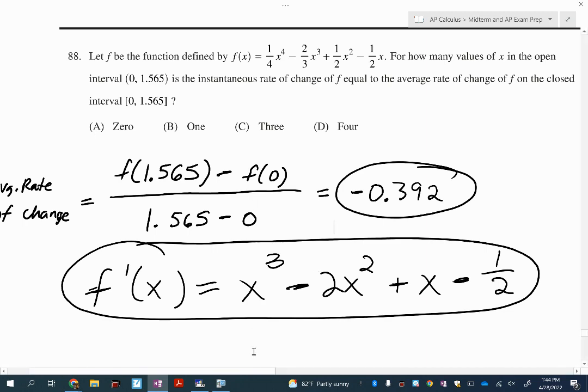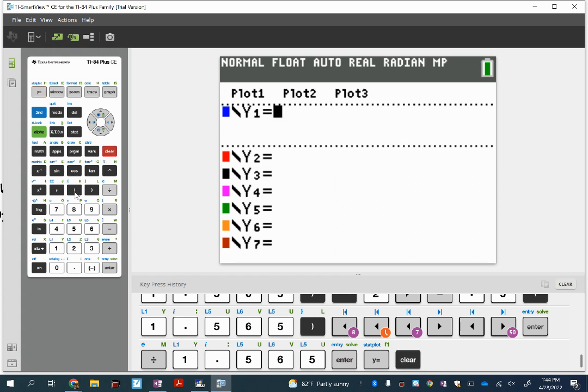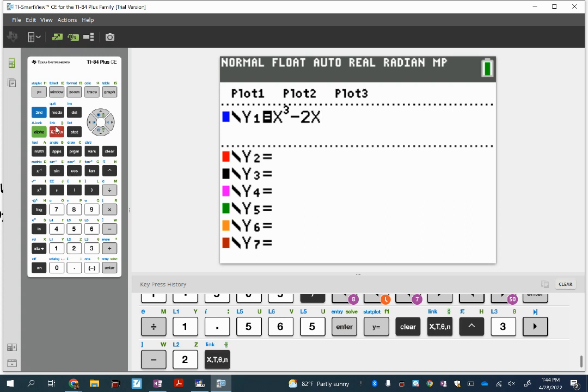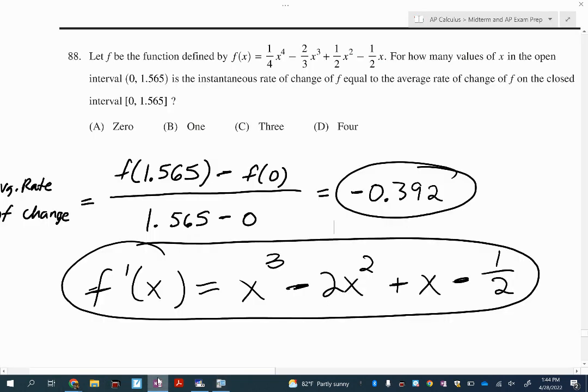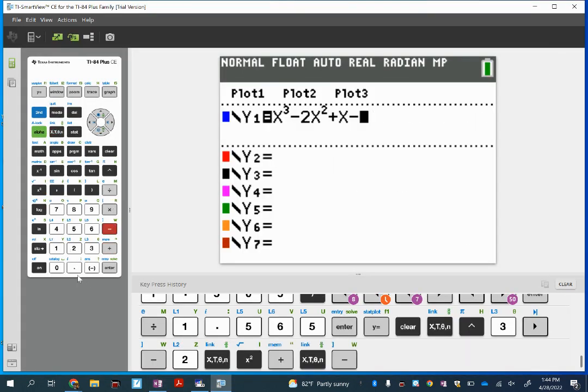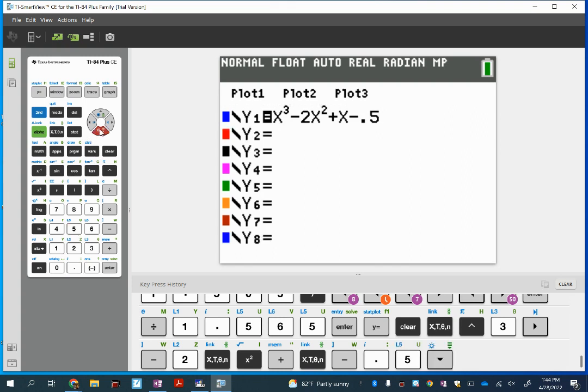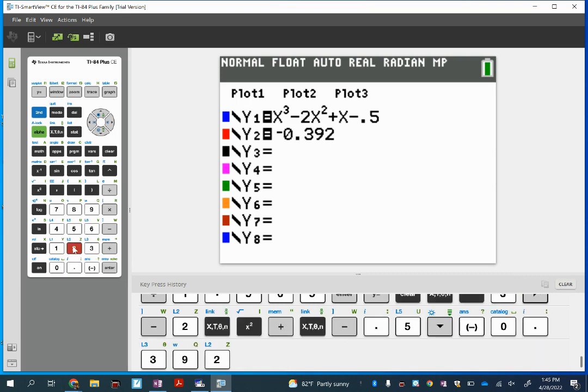All right, so you ready? Let's go to the calculator. Go to y equals, clear this out. It was x cubed minus 2x squared plus x minus 1/2. This is the derivative. What was our value that we found for the average rate of change? Negative 0.392. Thank you. Every time I use this calculator, I'm like, Desmos, I miss you. All right, hit graph.